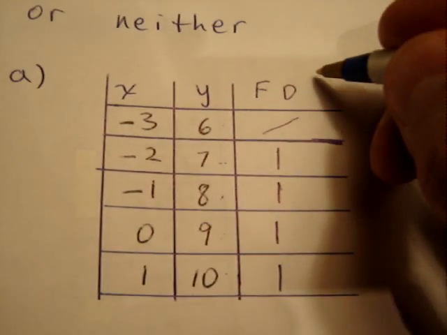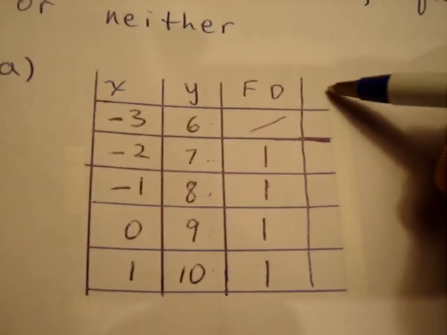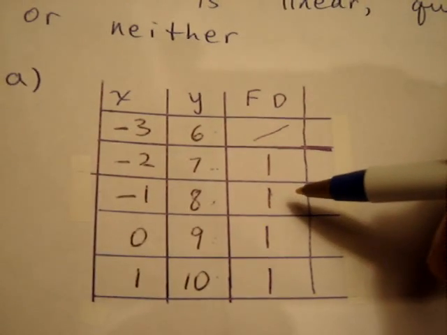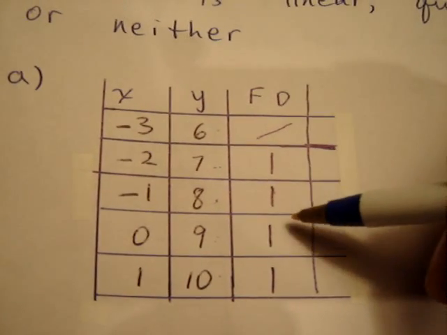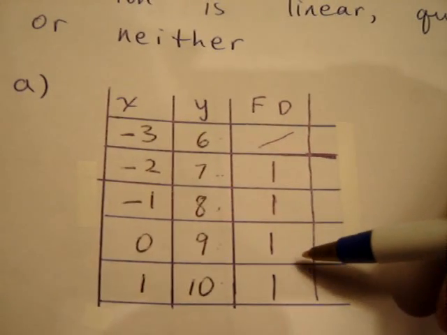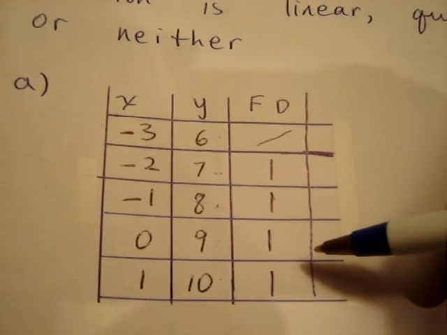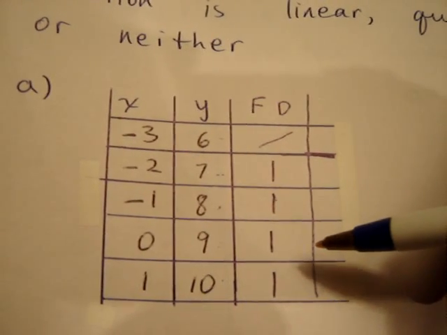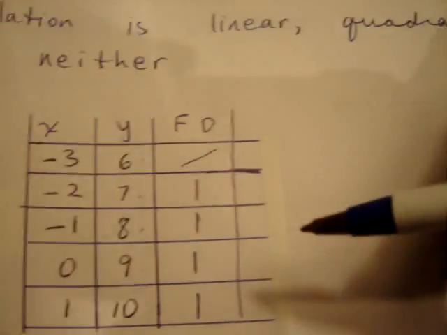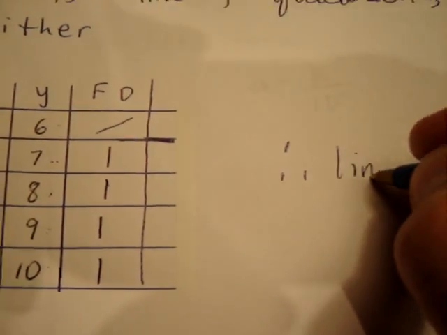That leads us to our second differences column, which we sometimes need, but which in this case we don't, because all our entries in the first differences column are the same. When all the entries in the first differences column are the same, the relation is linear, and there's no need to go any farther. Therefore, linear.